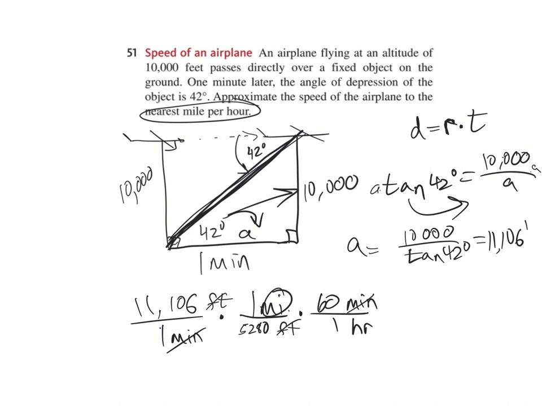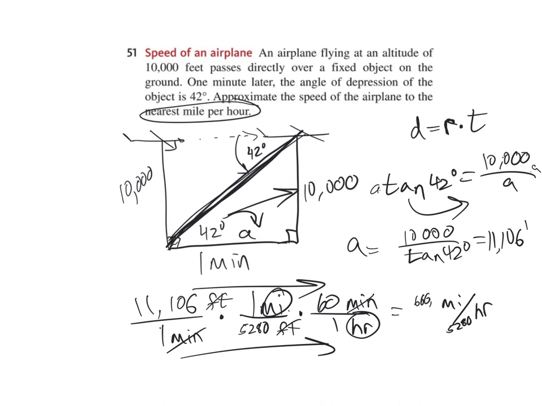So now that we have our miles per hour, we multiply straight across on the top and the bottom. And that'll give us our miles per how many hours we have here. So 5,280 hours is what that is on the bottom. On the top, you have 11,106 times 60. That gives us 666,360 miles in 5,280 hours. So we divide it by 5,280, and that gives us the total amount of 126 miles per 1 hour, miles per hour.